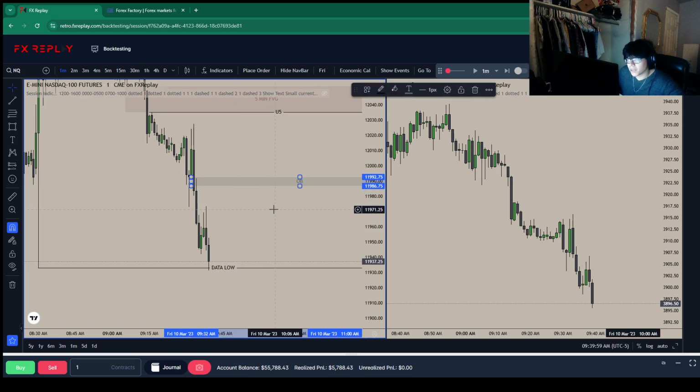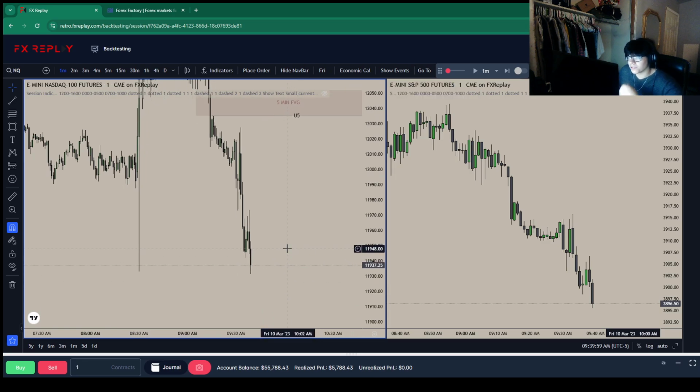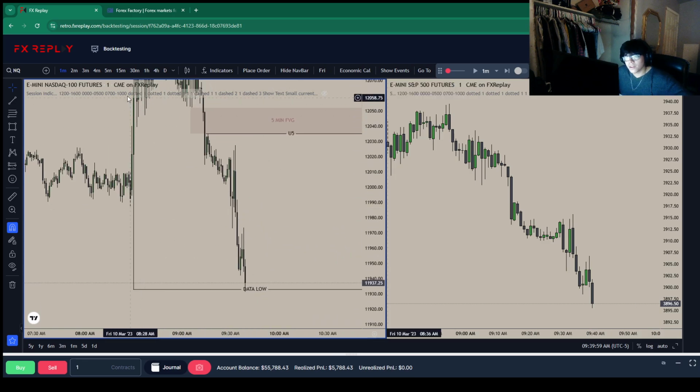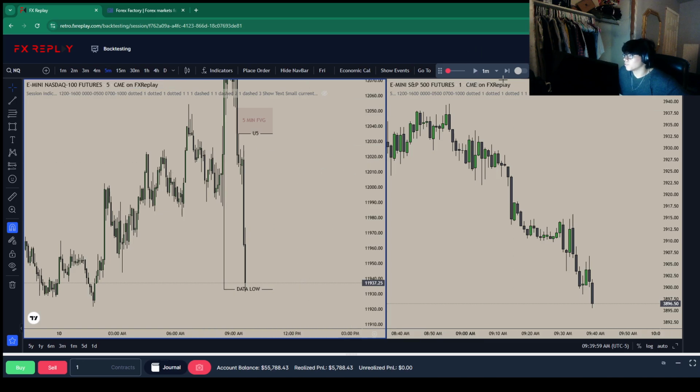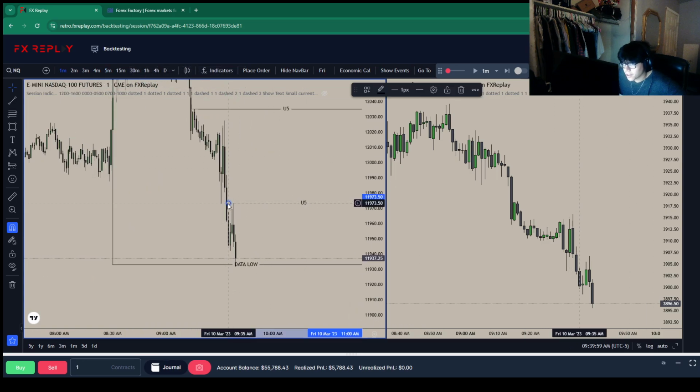So, but let's see if we can still get one now. Now I'm only interested, right, in longing here. Super discounted, just swept out the lows. We have an unfilled 5 here, right? 2 unfilled 5s. Check the 15-minute. Yeah. Let's see what happens. Let's see what we can get here.